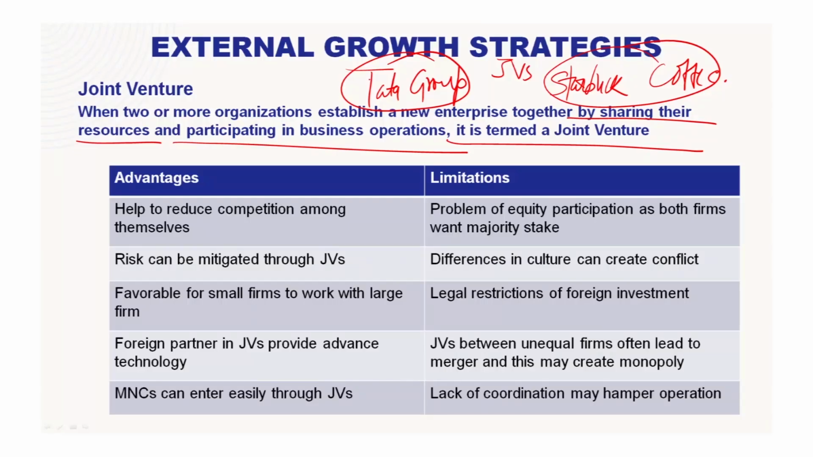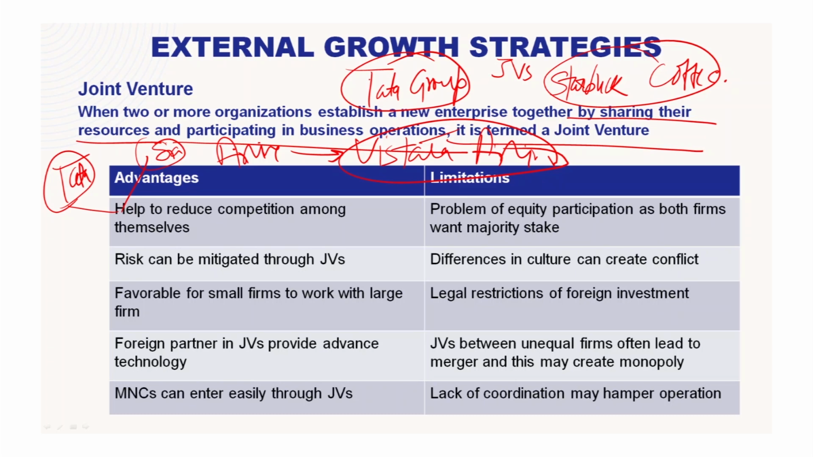Another example we can take is Tata itself, with Singapore Airlines. They have a joint venture in the airline industry, which is termed Vistara Airlines. So the new company, Vistara, is formed by the joint venture of Tata and Singapore Airlines. So it is termed a joint venture.